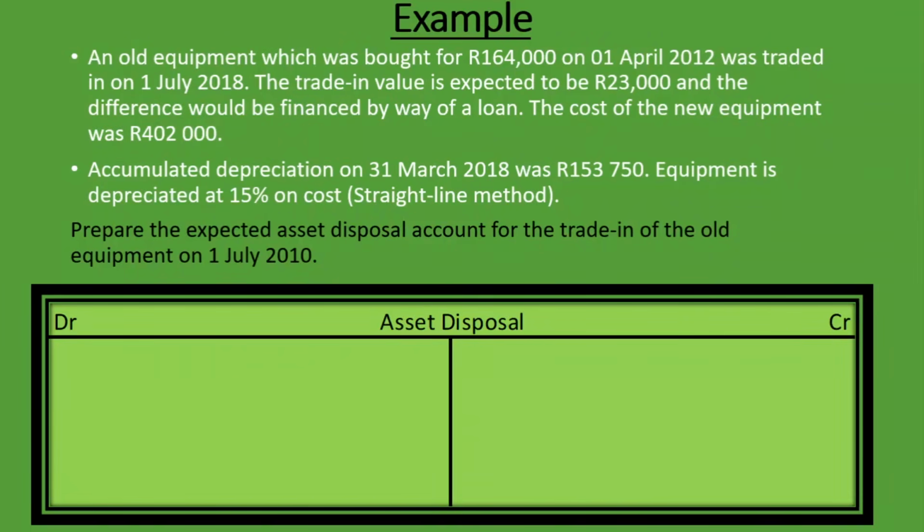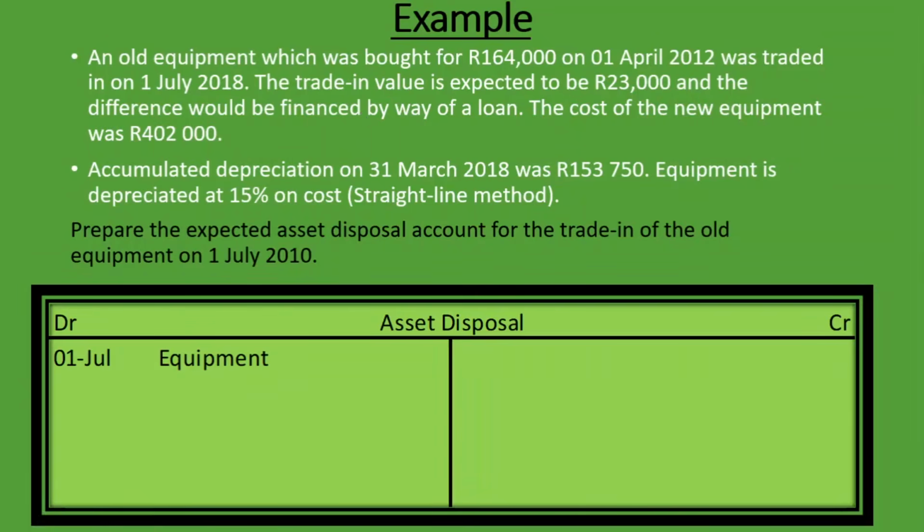Now if you looked at our previous example, or if you know of asset disposal, or even if you have not looked at an asset disposal before, we should know that we record the actual equipment. So we record the equipment that we are getting rid of. If it was a machine, we would record the machine, but in this case we're told that it's an equipment that we are trading in.